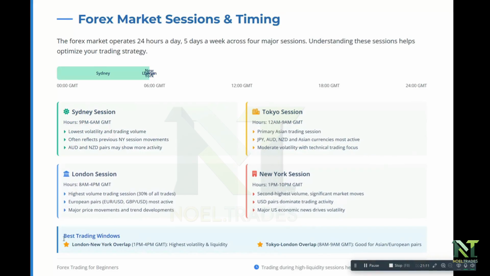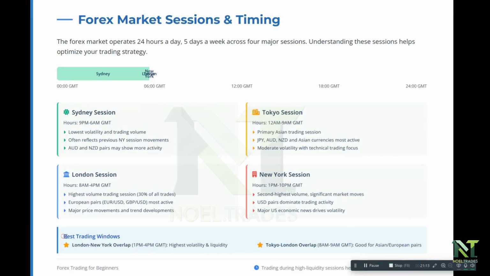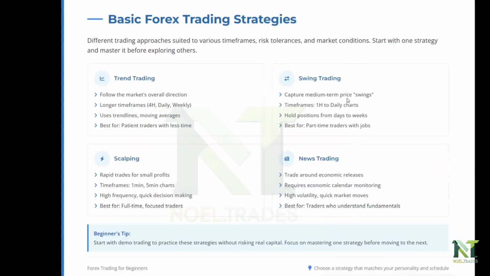Now you need to understand that this is the best trading window: the London and New York overlap, which is like 1 p.m. to 4 p.m., has the highest volatility. So if you want to gain more in the market, this is the time you can capitalize on to make more profit from the market.